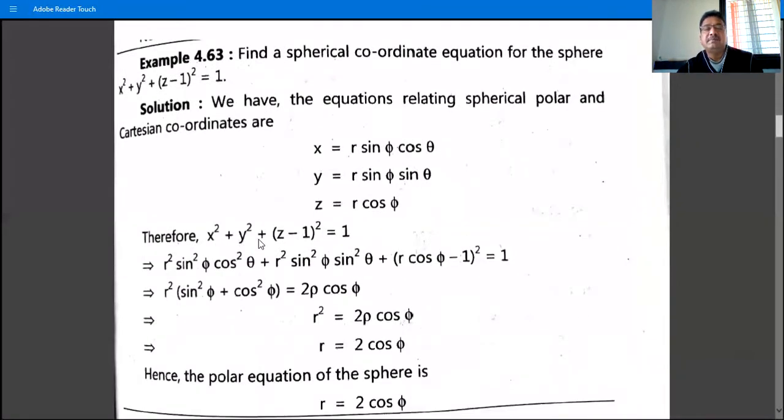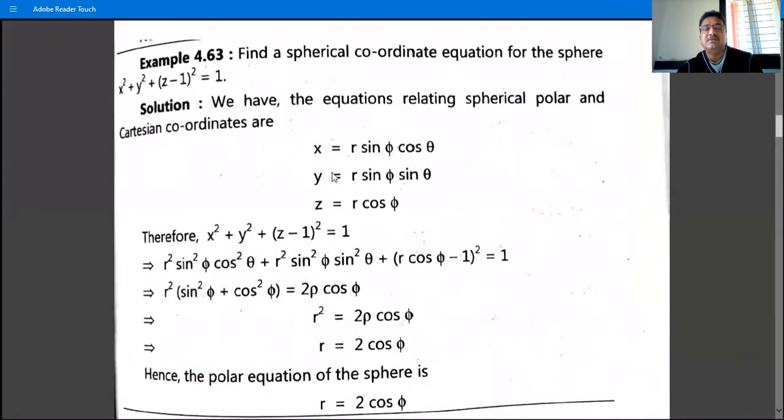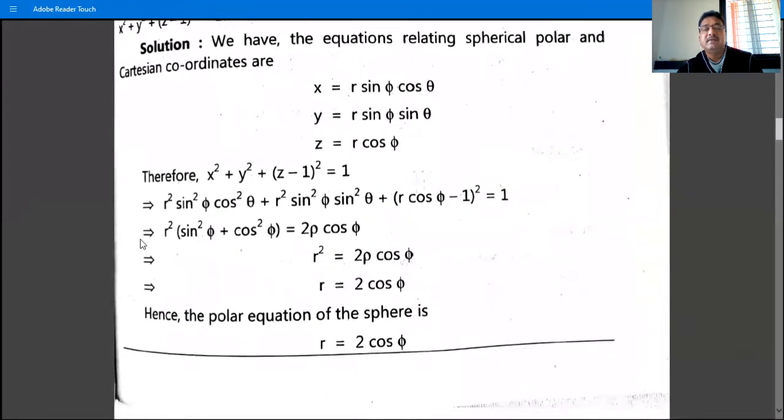Okay, and then x square plus y square plus (z minus 1) square is equal to 1 is converted by substituting x, y and z with these values and simplifying. If we take r square sine square phi as common, then in the bracket we have cos square theta plus sine square theta, which is 1, and therefore r square sine square phi plus cos square phi, and so on. Then, next step, take r square as common. We have sine square phi plus cos square phi. This is after expansion, and then we have r square minus 2r cos phi.